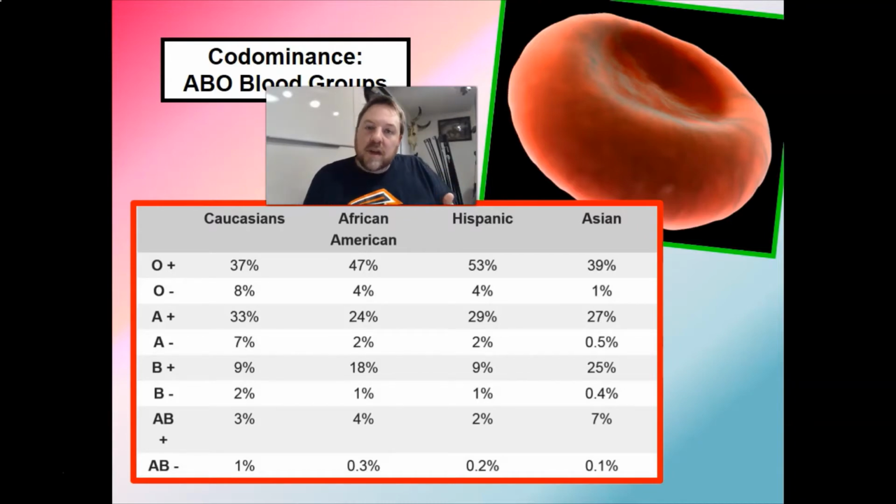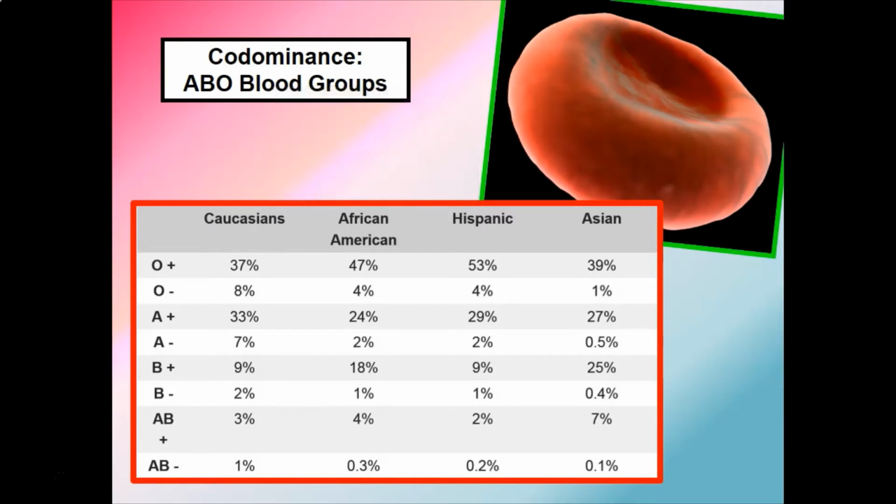So you can tell genetic patterns based on what your ancestors were, because they became best fit for whatever environment on the planet they lived in. So for example, here you can see that in Caucasians, the rarest blood type, and this is pretty much across the board, is AB negative.